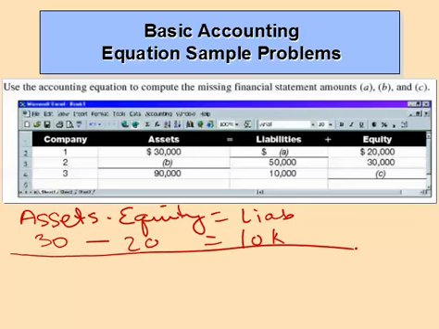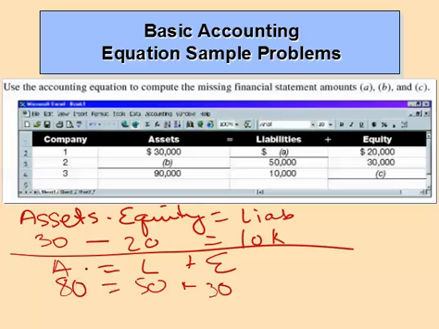Number 2 says we don't know what assets are. Liabilities are 50, equity is 30. Well, with our basic accounting equation, we know $50,000 in liabilities plus $30,000 in equity means my assets have to equal $80,000.